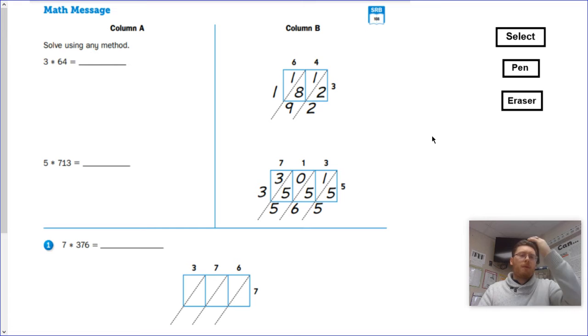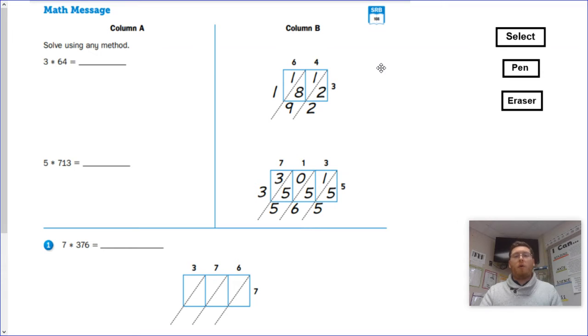So this is our math message for our problems. Now, column A, solve using any method. I could solve it however I want to. Column B, they've shown me how to actually solve it with lattice method. So I have 3 times 64.